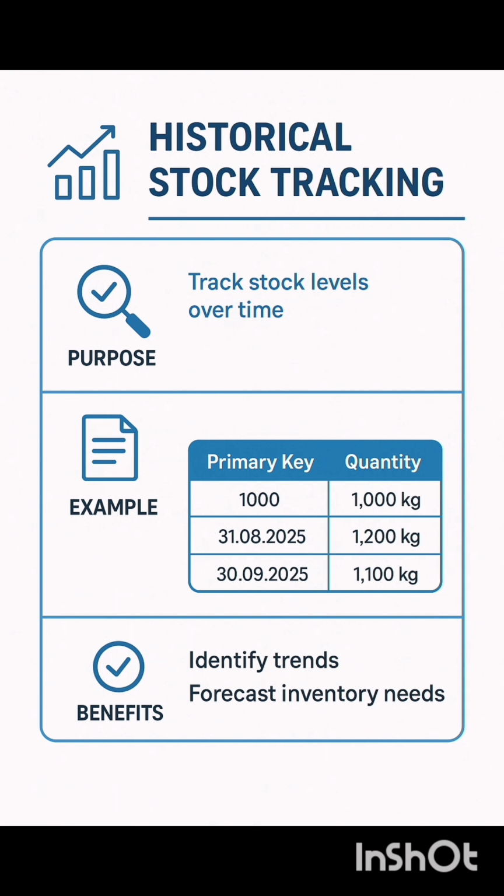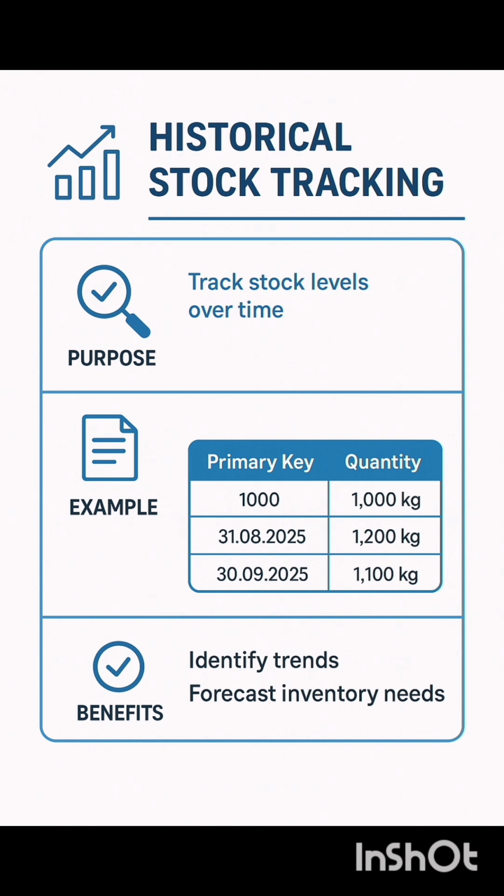For example, you can check the stock quantity of a specific material as of different dates, like at the end of August, September, or December. This helps you understand whether your material stock is increasing, decreasing, or staying consistent.